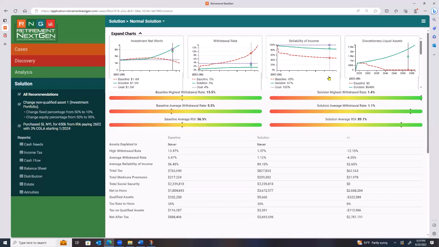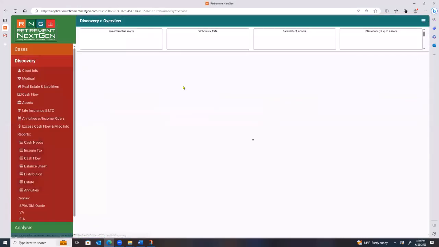Now, as a legacy play for this guy, here's the problem. This guy would not likely be a legacy play with life insurance. Why? Well, here's the problem. I'm going to go back. Let's put him back at 10 years.